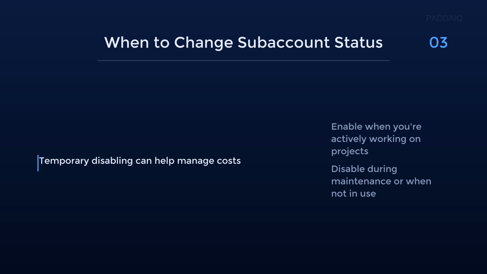Temporary disabling can help manage costs. This means turning off subaccounts you aren't using to stop incurring service fees. For example, a development team can disable their test subaccount over a weekend to avoid charges. This simple action provides direct control over your BTE spending.